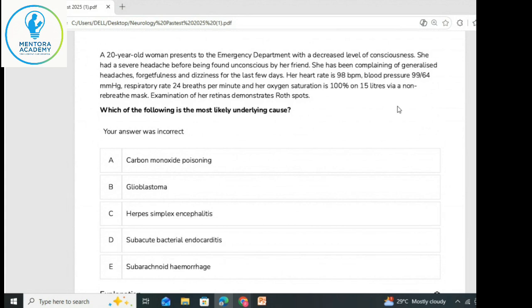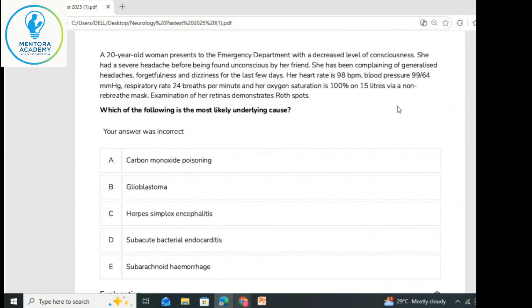Sir, amongst all the options, I would like to point to two things. Either it could be subacute bacterial endocarditis or it could be subarachnoid hemorrhage. You want to go with D and E, correct? Yes, sir. But the only thing is that the respiratory rate is so high and oxygen saturation 100% on 15 liters. That means she's needing a lot of oxygen.